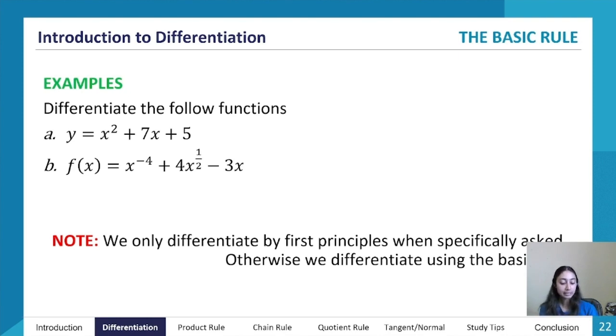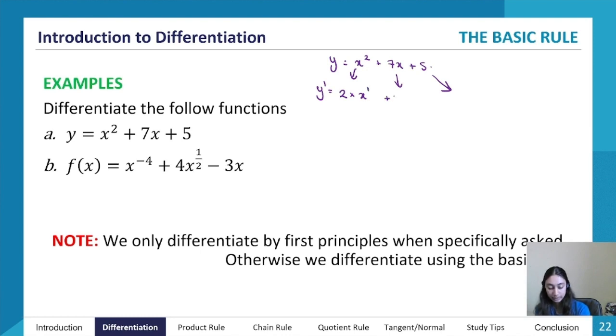Okay, let's get started. So for the first question, I'll just rewrite the actual question. So y is equal to x squared plus 7x plus 5. Okay, so I'm going to separate them out. We'll do x squared, we'll do 7x, we'll do 5. So y dash will be equal to, we're going to bring the power of 2 down the front, so it'll be 2 times x to the power of 2 minus 1, so just 1.